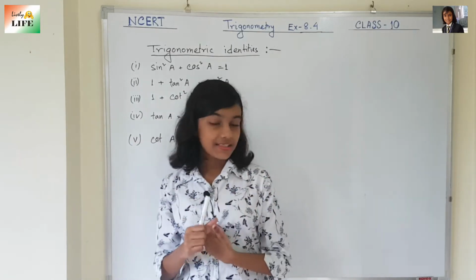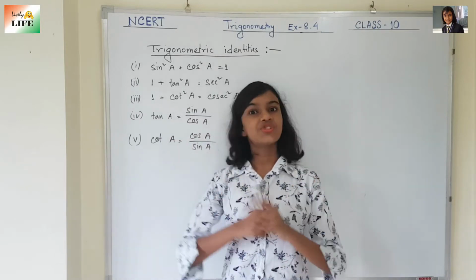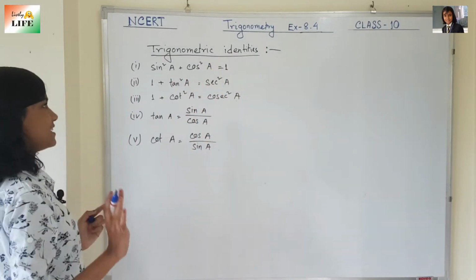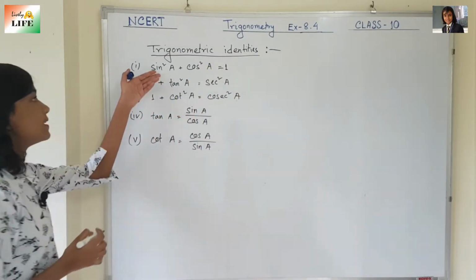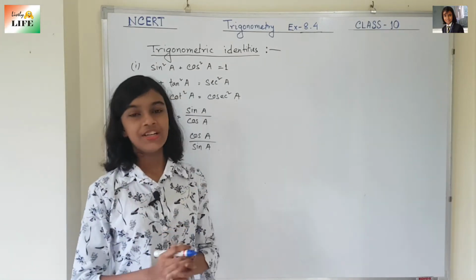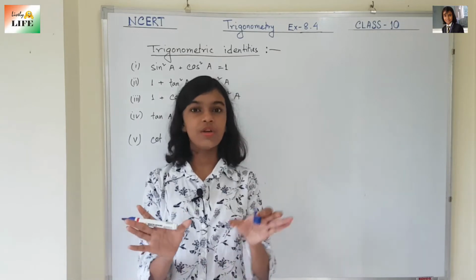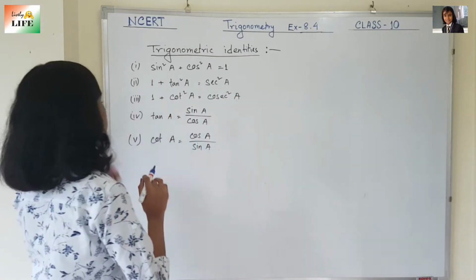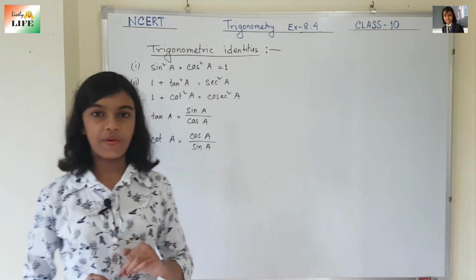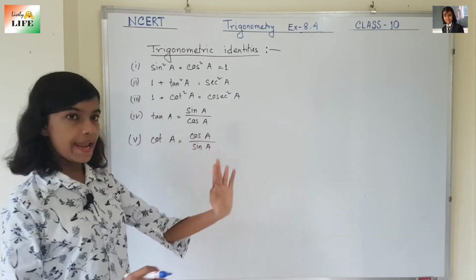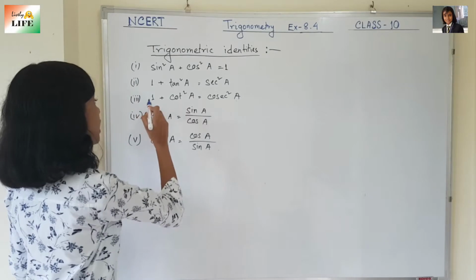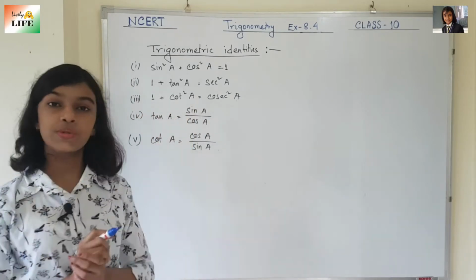So we have already learned some algebraic identities, right? So these are some trigonometric identities. What are the trigonometric identities? Sine square A plus cos square A is equal to 1. So sine square A plus cos square A will always be 1. This is the first one. Then 1 plus tan square A is equal to sec square A. Number 3, 1 plus cot square A is equal to cosec square A.